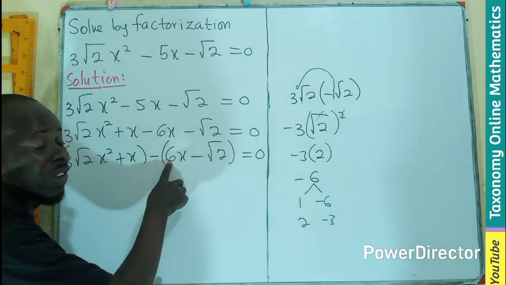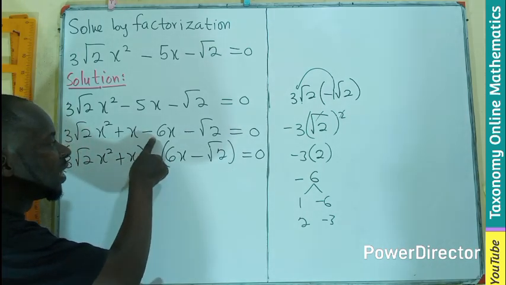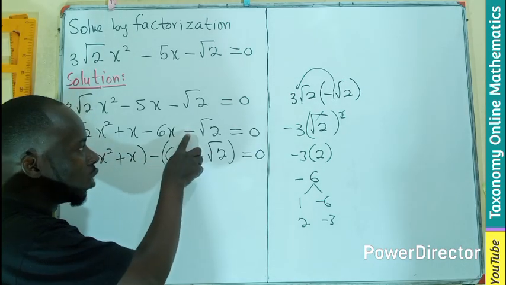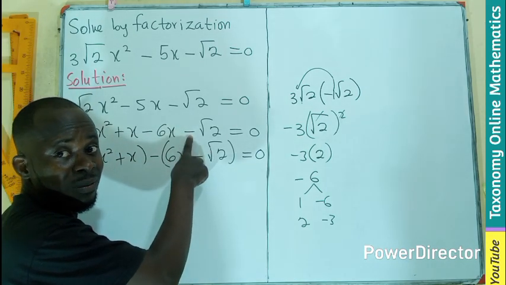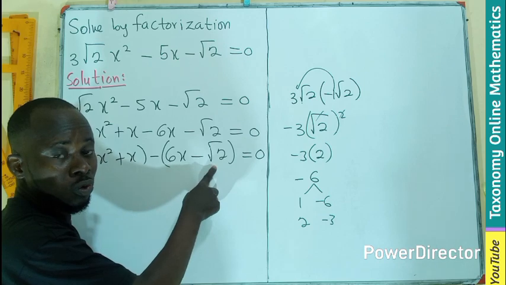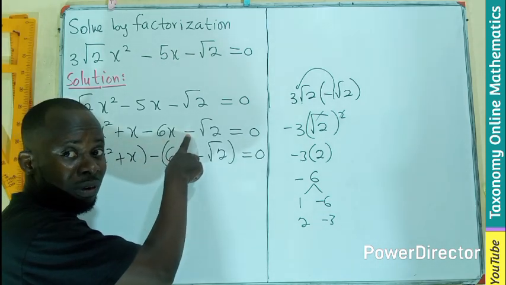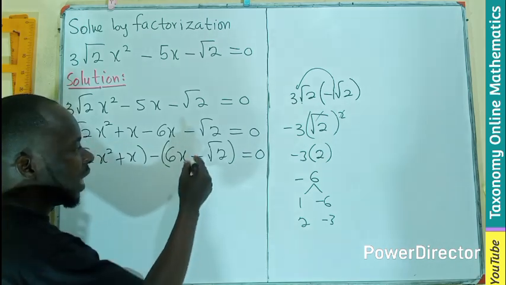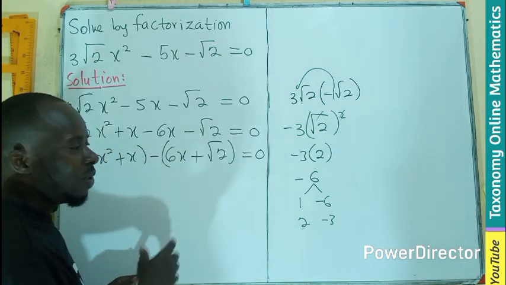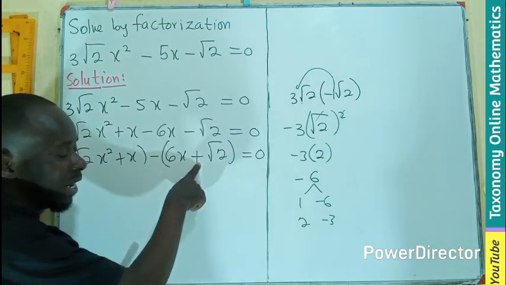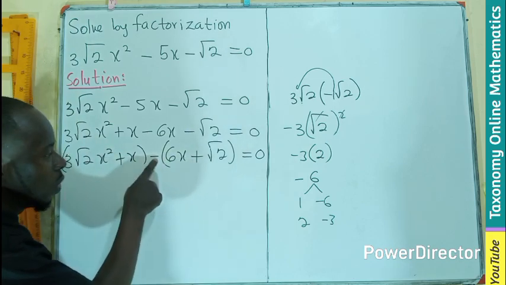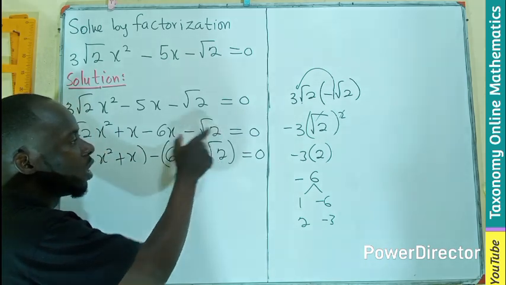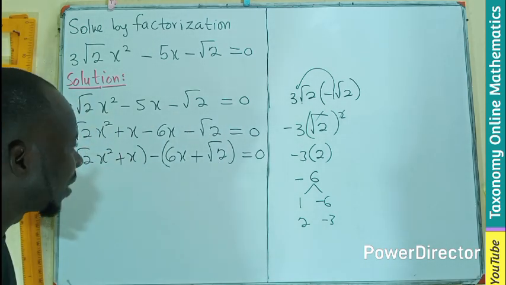Minus 1 times positive 6x will give you a negative 6x. Minus 1 times negative root 2 will give you positive root 2. So you can see this should have been positive if the question gave you positive, but it is negative. So we change this to positive. When we factorize the negative out, the one in the bracket becomes what? Positive. So that when you expand, negative 1 times positive root 2 will give you negative root 2. That's the concept in there.